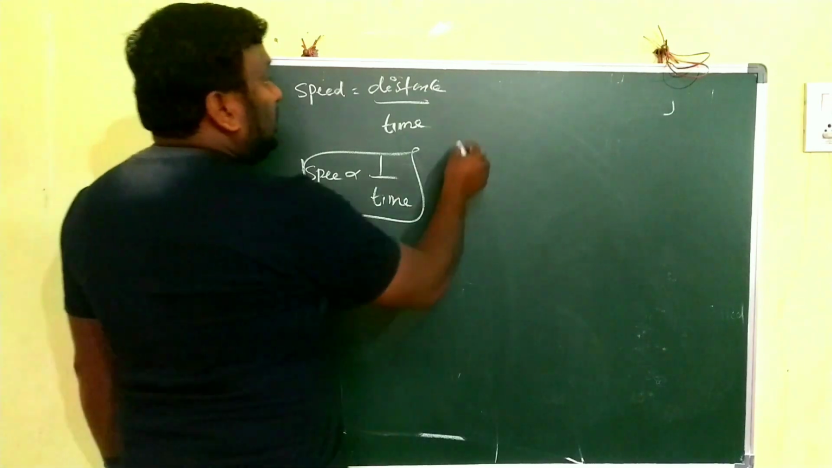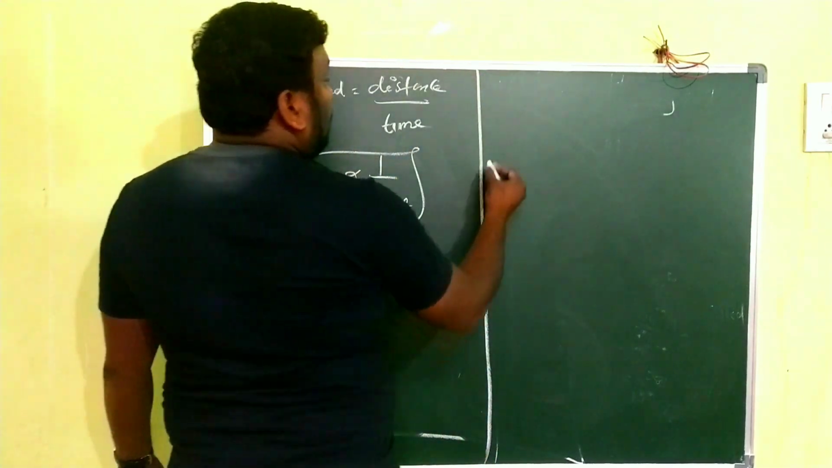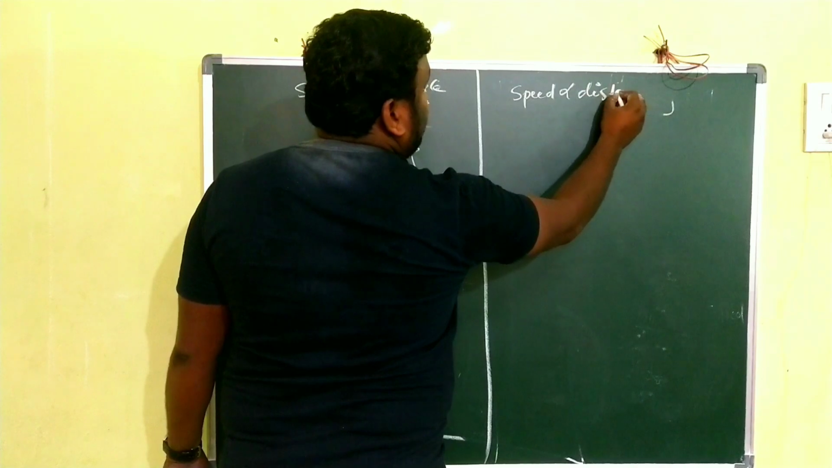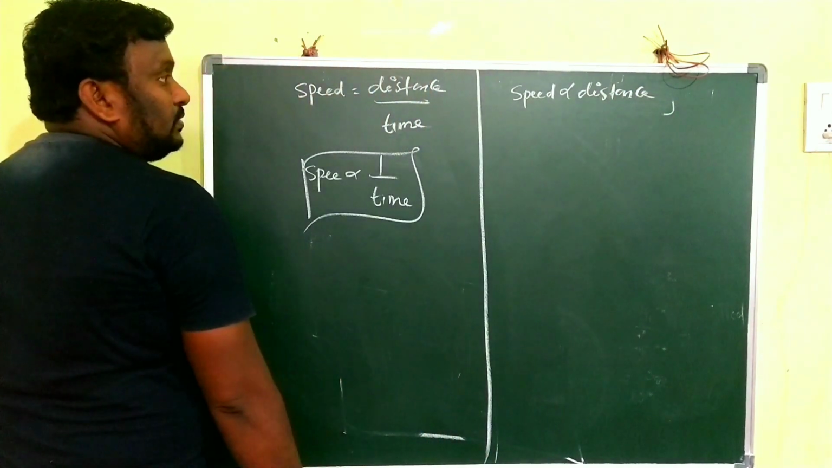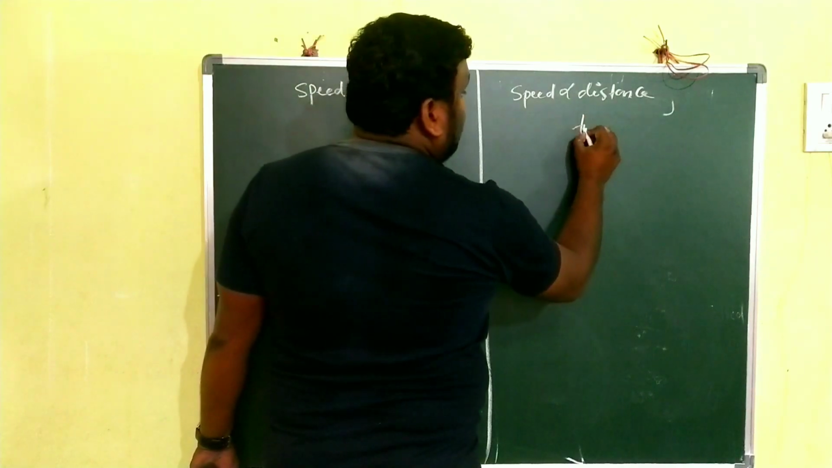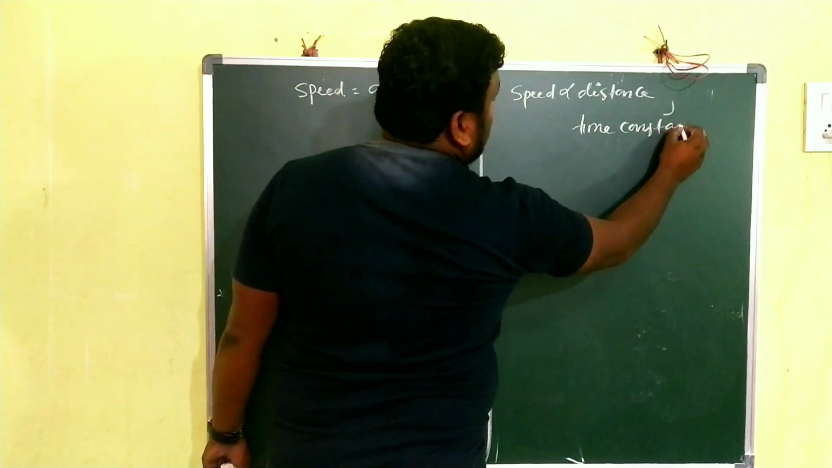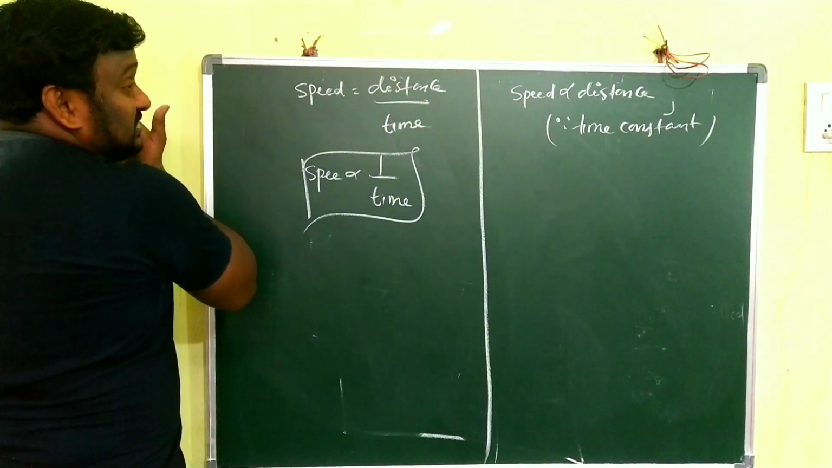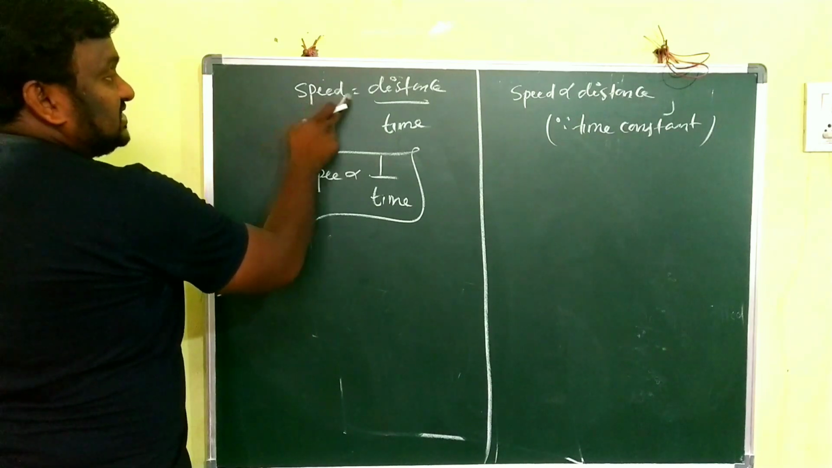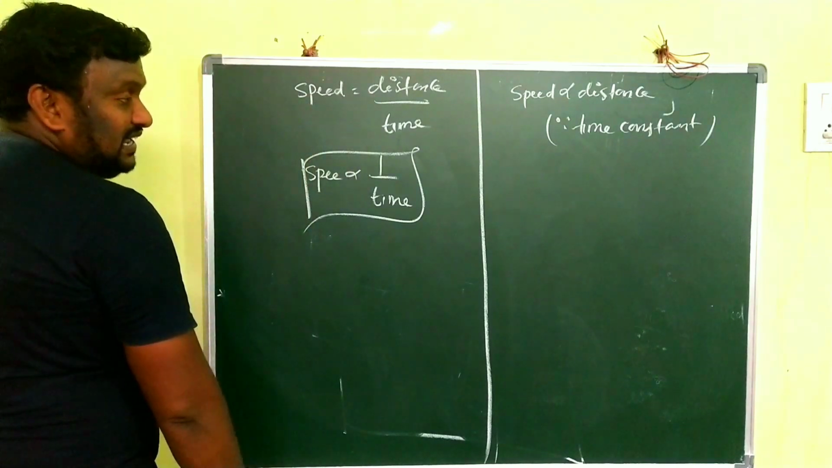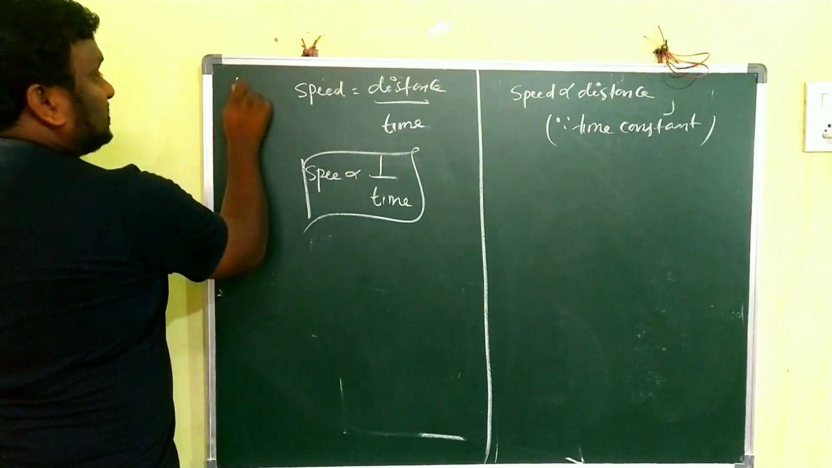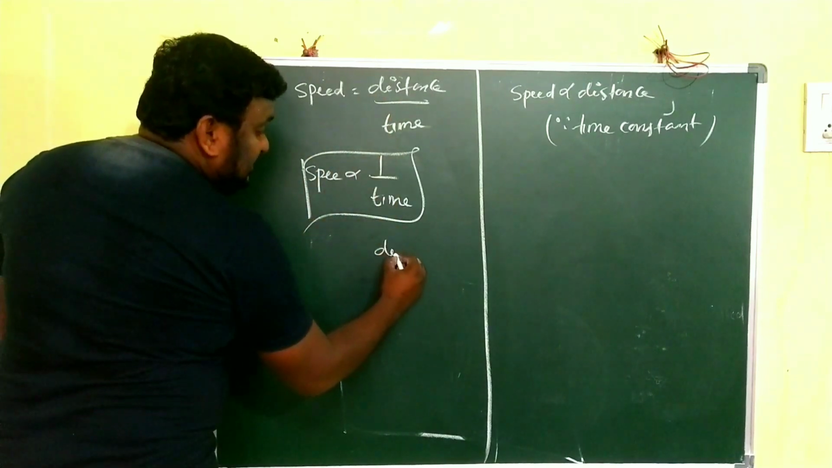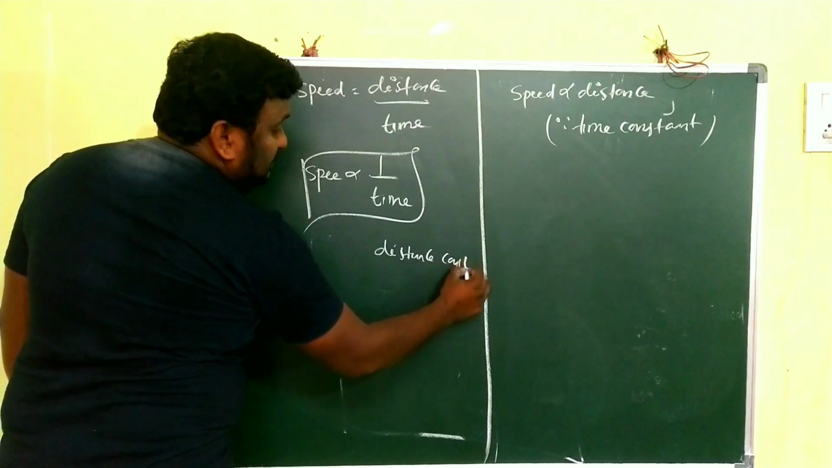Clear? And now here I am going to take speed is proportional to distance. Here time is constant, since time is constant. So here my aim is to say simply that speed depends upon two factors, distance and time taken. What did we take first here, children? Speed is equal to distance by time. Then here distance is constant.